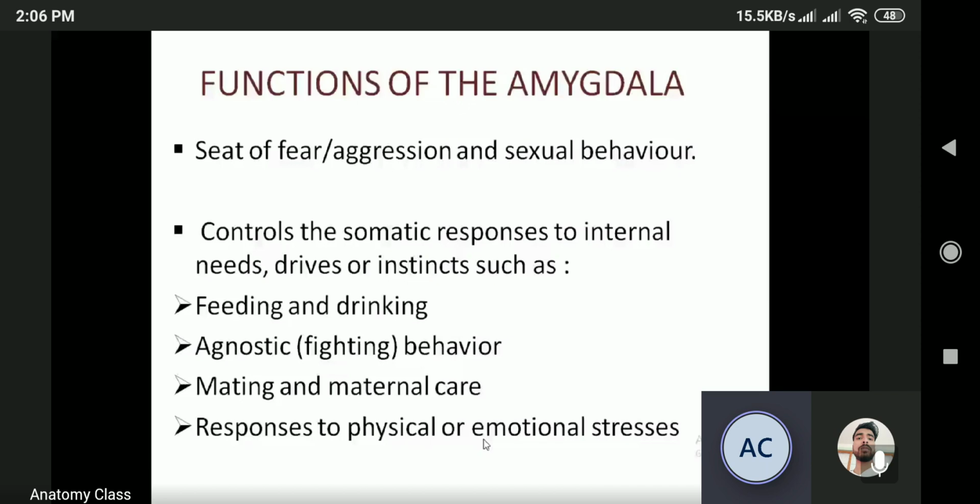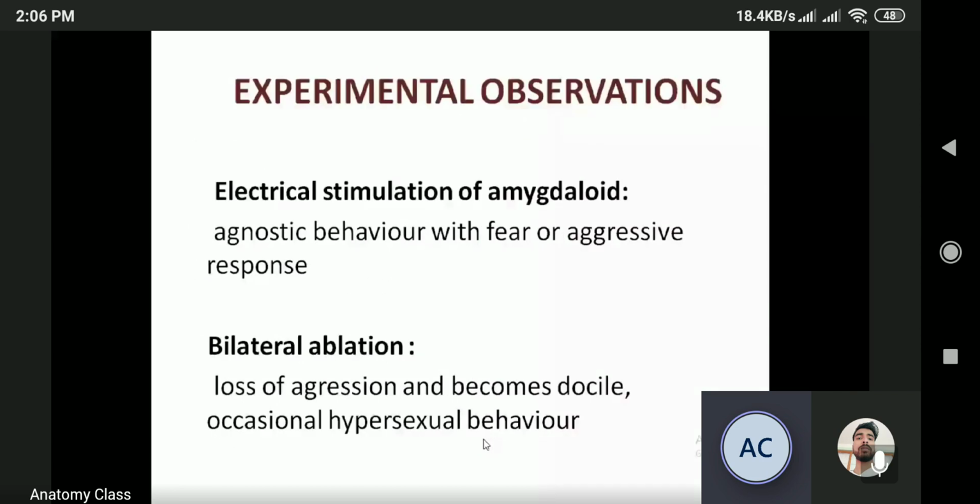Experimentally, if the amygdala is stimulated electrically, the person becomes more aggressive. And in the case of bilateral ablation of the amygdala, the person becomes abnormally docile, totally inactive, and in some cases hypersexual behavior has been found. These are some of the experimental observations with stimulation of the amygdala.